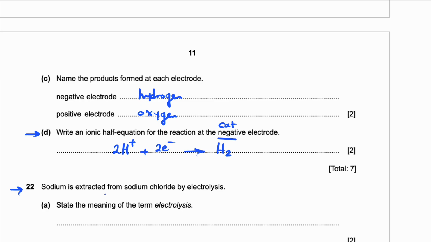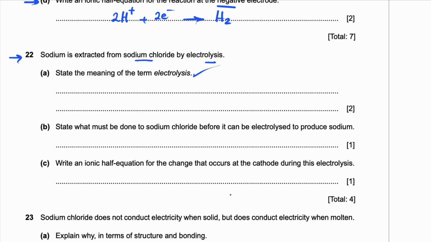Next. Sodium is extracted from sodium chloride by electrolysis. State the meaning of the term electrolysis. We just mentioned it before. It's decomposition of an ionic compound in molten or in aqueous solution by passage of an electric current. State what must be done to sodium chloride before it can be electrolyzed to produce sodium. Once again, it has to be in the form of a molten electrolyte, so that's why we have to heat it. So it has to be heated till it melts. So it has to be in the molten state for the ions to be free or mobile.